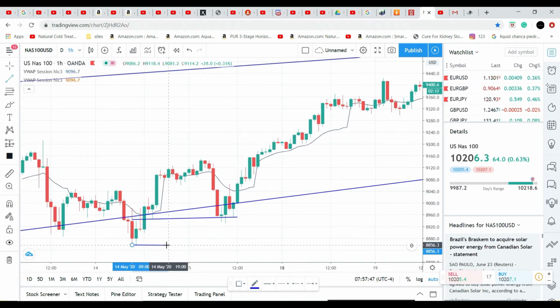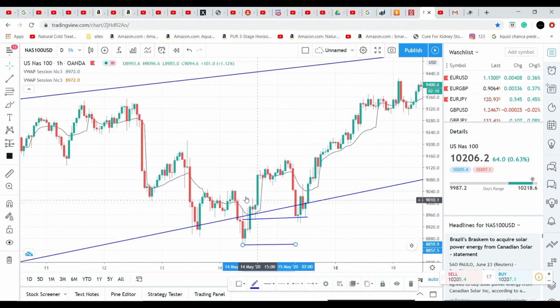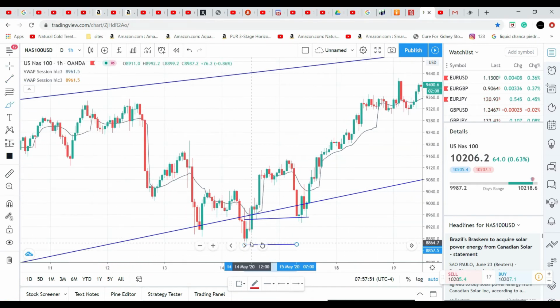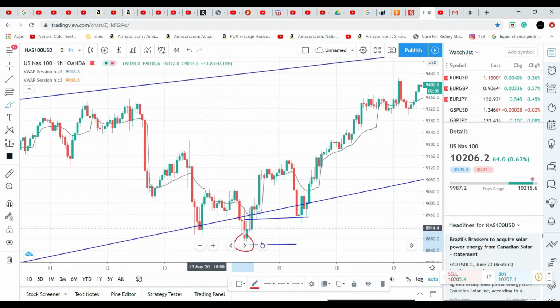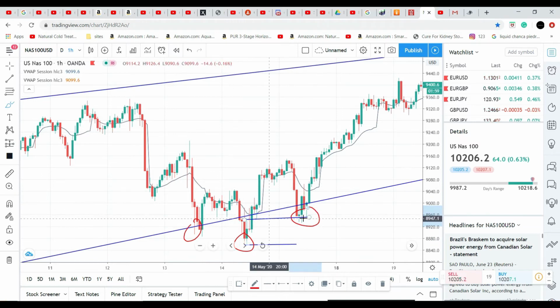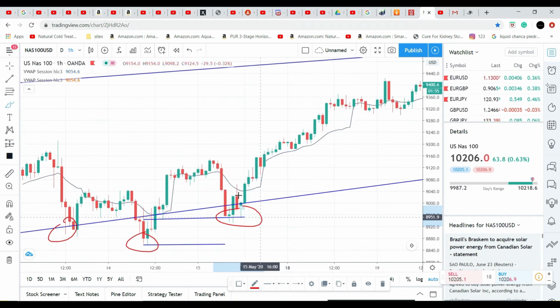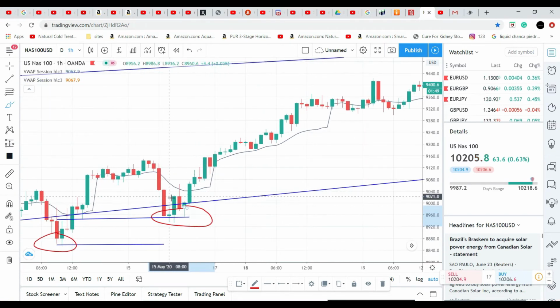If you guys don't see the inverse head and shoulders, let me draw it for you. We have the head right here, guys. We have the left shoulder right here, and we have the right shoulder right here. Now the right shoulder came into the zone right here and popped up. You can tell that buyers are in the market right here, because as soon as we came into the zone, it popped up. You see this nice size bar? I'll be in this bar right here.